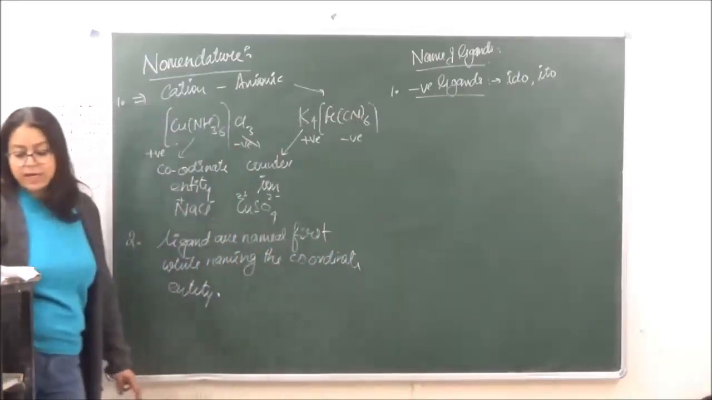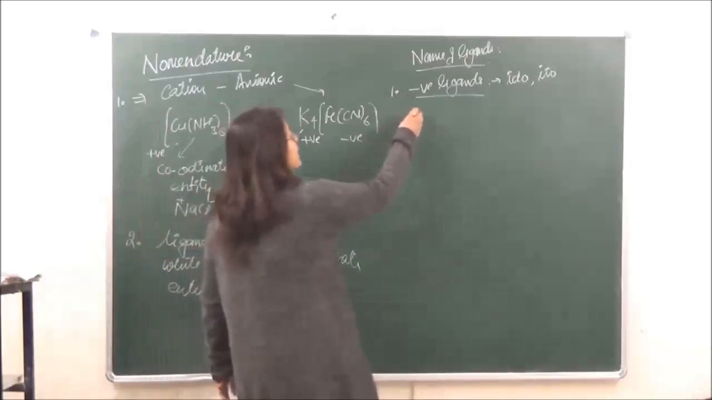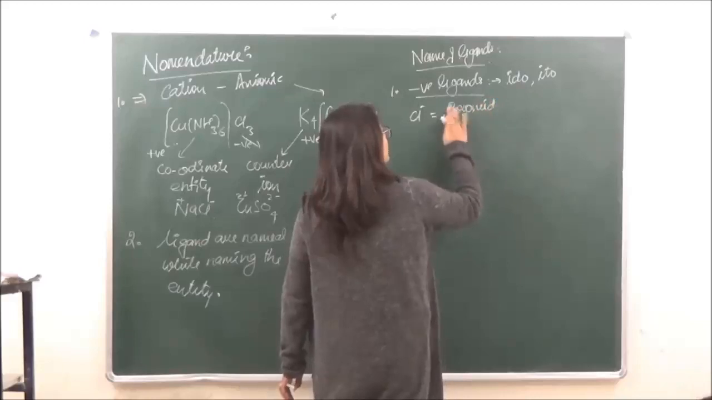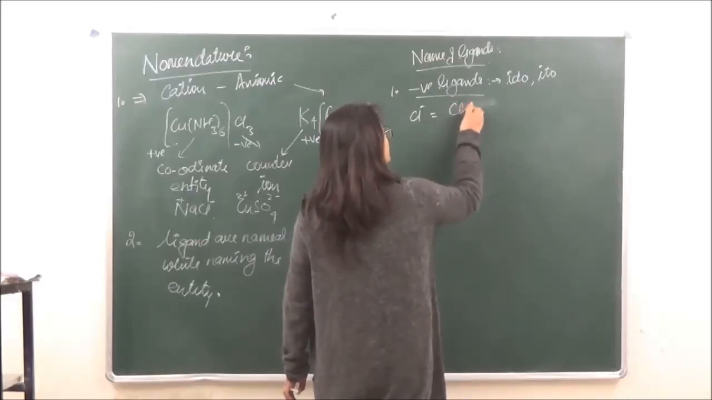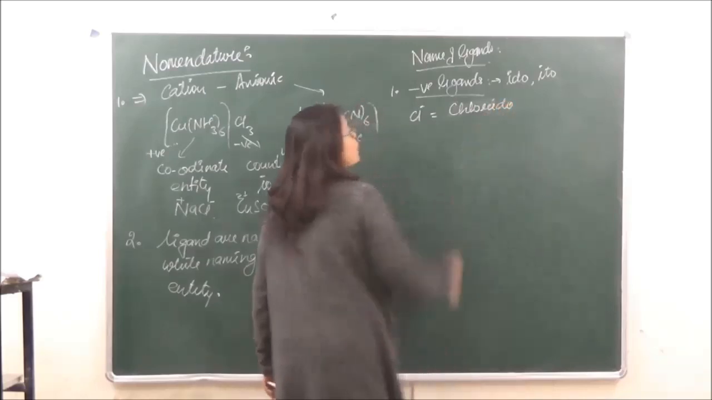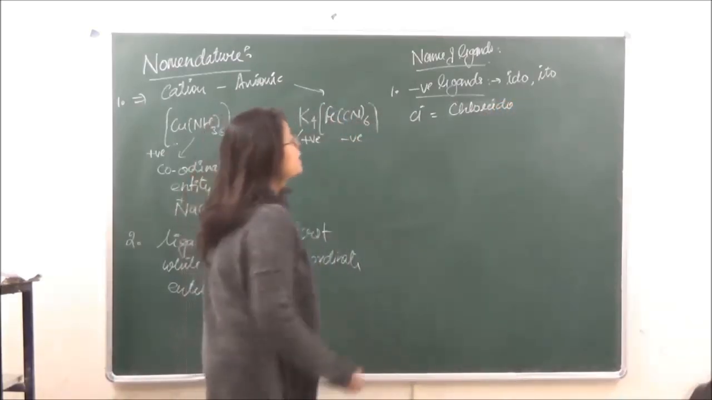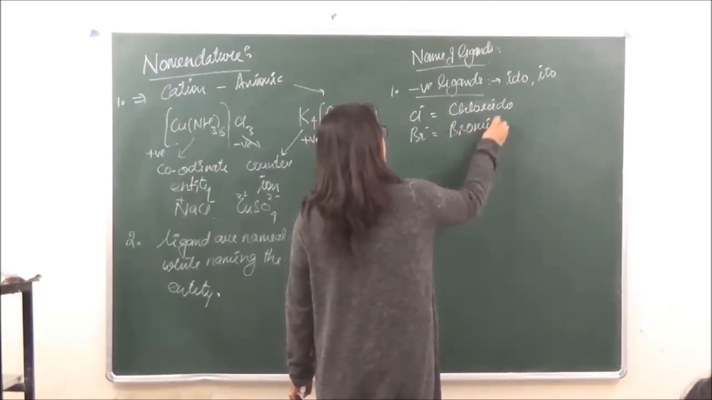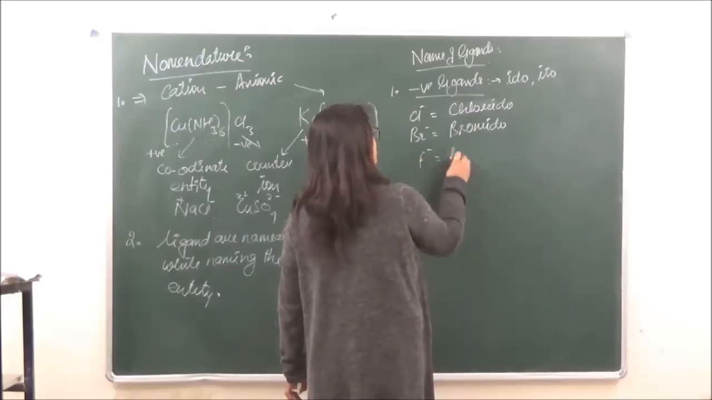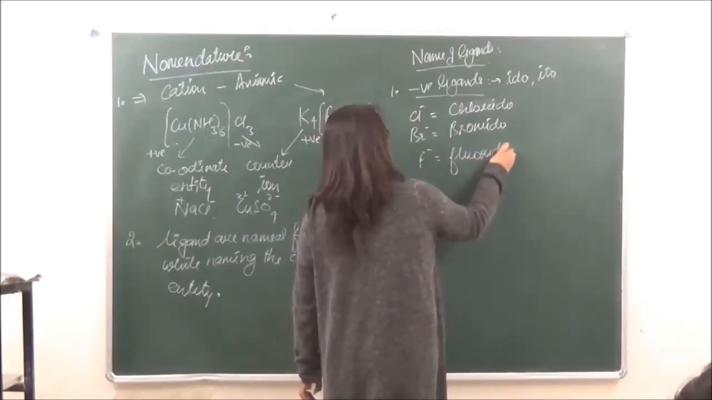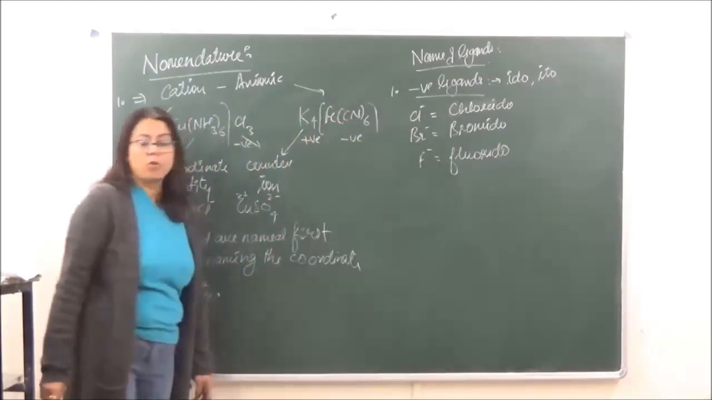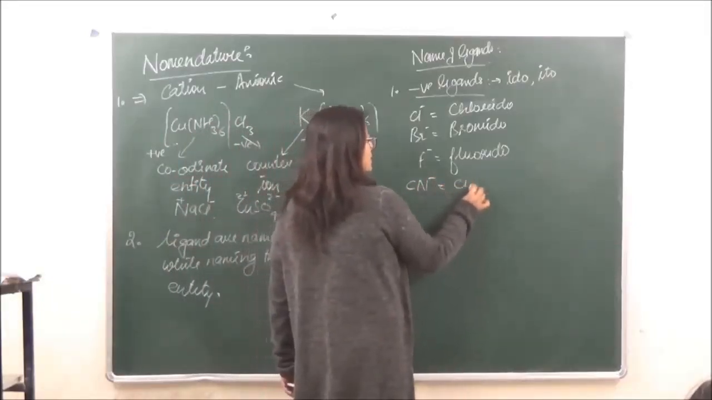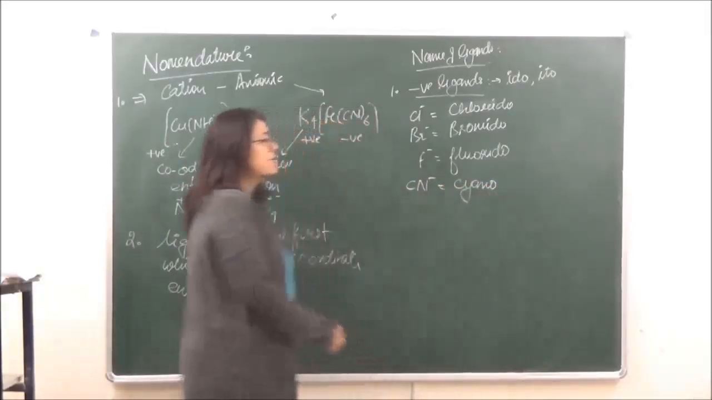Right, this is the ending which we are going to give. For example, if we are taking Cl negative, then this is going to be named as chlorido. Okay, if we have Br negative, bromido. If we have F negative, then this is named as fluorido, right? If we have CN negative, this is named as cyano.